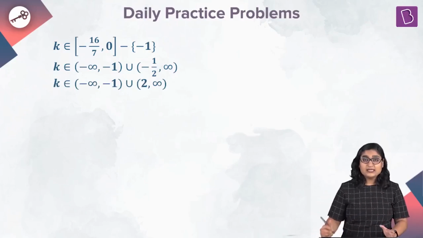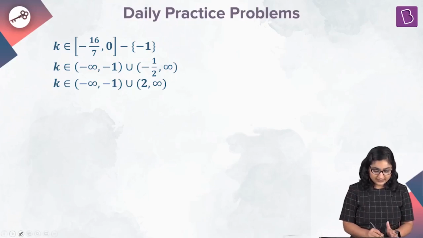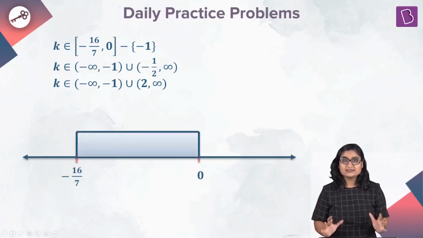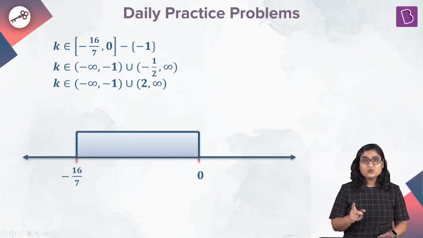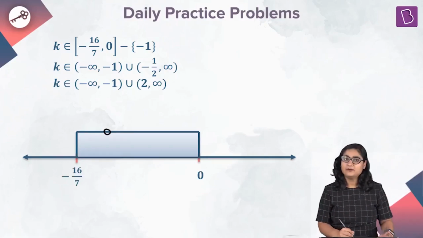Now if I draw these three intervals on the same number line, what I'll get is, so this is the number line. What are the critical points? Minus 16 by 7 and 0. So this is the interval lying between minus 16 by 7 and 0. But we have to subtract minus 1. So I will put an open circle at minus 1.